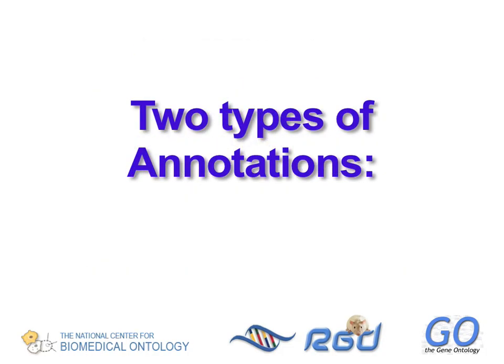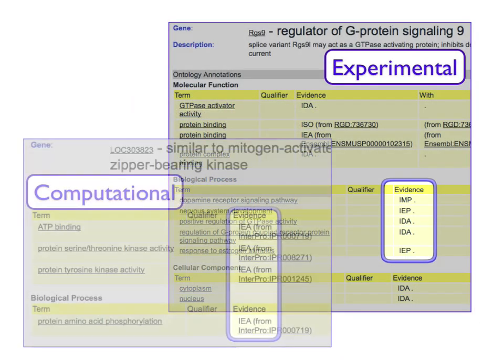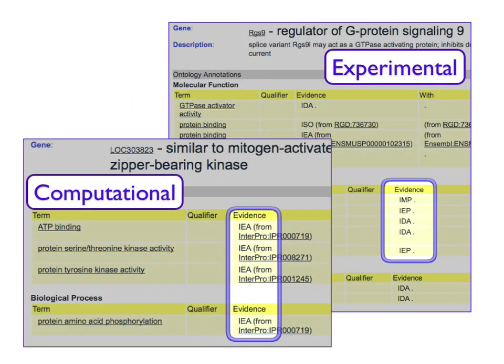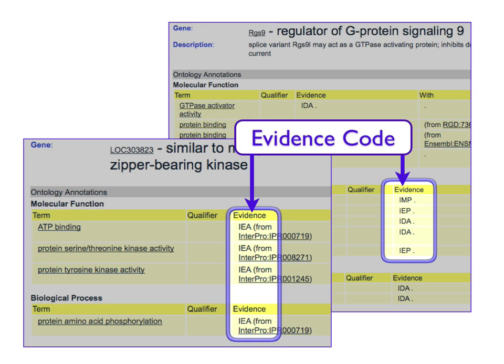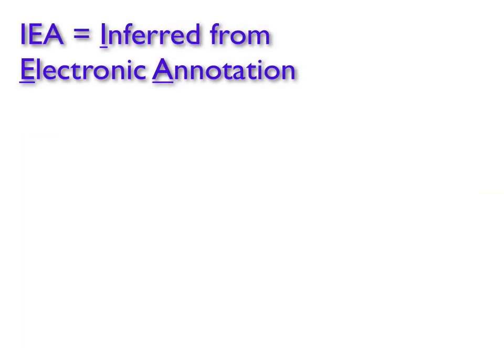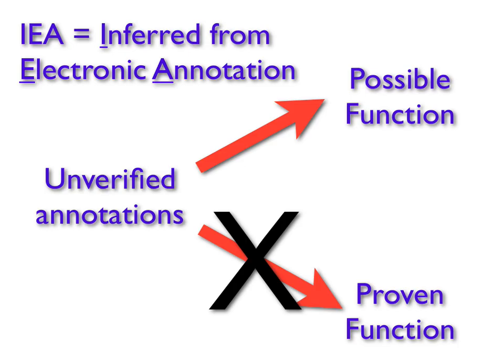In Part 1 of Anatomy of an Ontology Annotation, we mentioned that annotations could be divided into two general types, those based on experimentation and those which are solely computational. And we showed that the way to tell which of these categories an annotation falls into is via the evidence code. The only evidence code that we talked about in detail in Part 1 was IEA, or Inferred from Electronic Annotation. This code tells you that the annotation is based strictly on computation and hasn't been reviewed or verified by anyone.